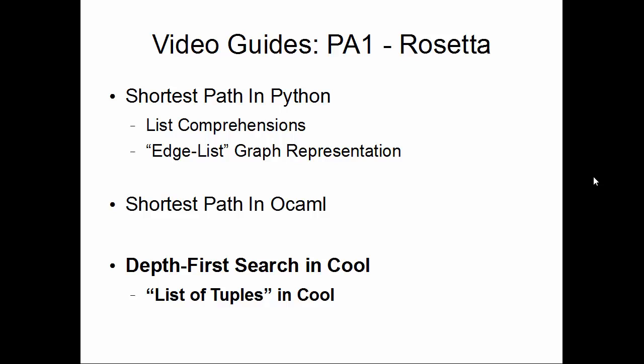It's not impossible. COOL is Turing complete, but you typically don't actually want to create a Turing machine simulator in order to just find the shortest path. And that's one of the reasons that we're just going to do depth-first search in COOL instead of shortest path. Even just depth-first search is going to be enough of an adventure.